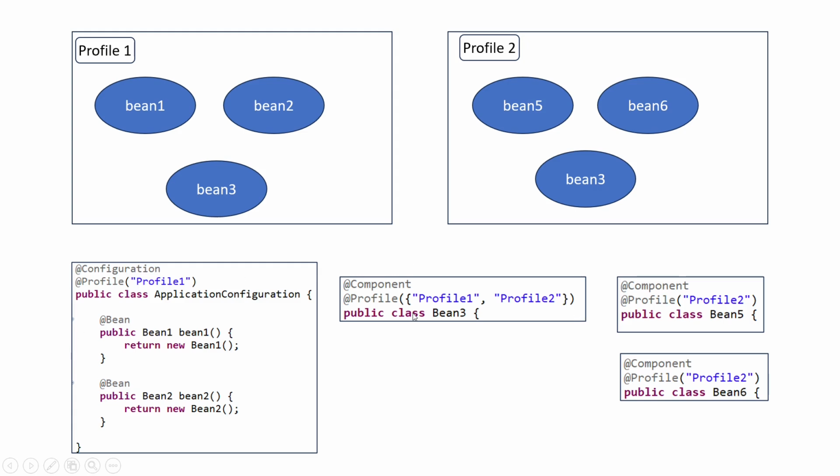Okay, so this is what I want to let you know. We can pass comma separated profile values. Let's say I want to load this particular bean for dev and QA, or dev and test environment. So what I can pass here is dev, test. We can define any name for profile names.